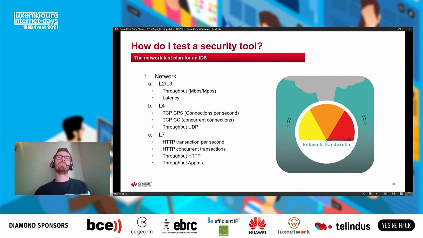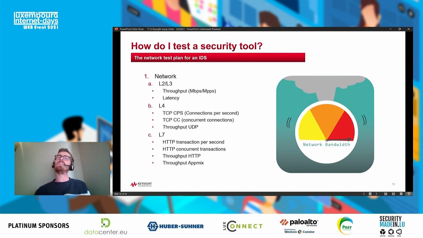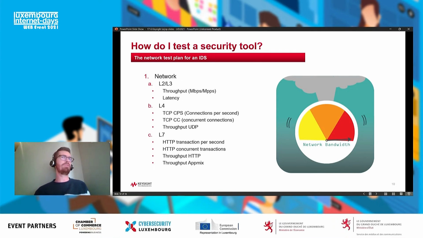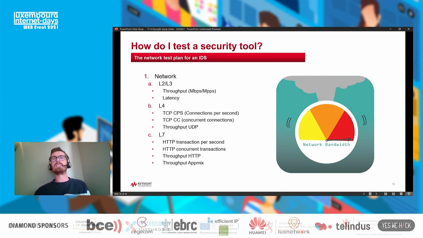So first, at the layer 2, layer 3 level, so very basic level, what is the throughput? What is the number of packets per second my security solution will be able to digest before it breaks? What will be the latency of this traffic? The latency matters more for inline security, of course.